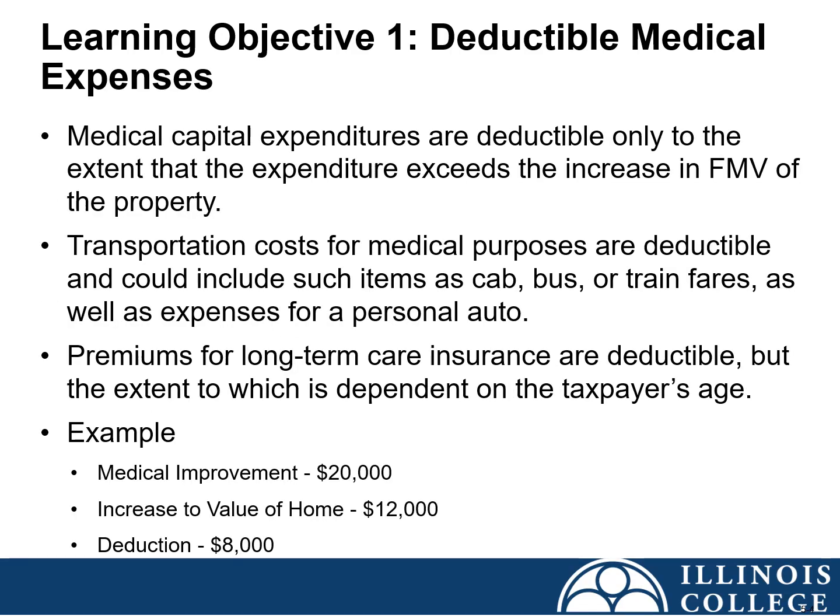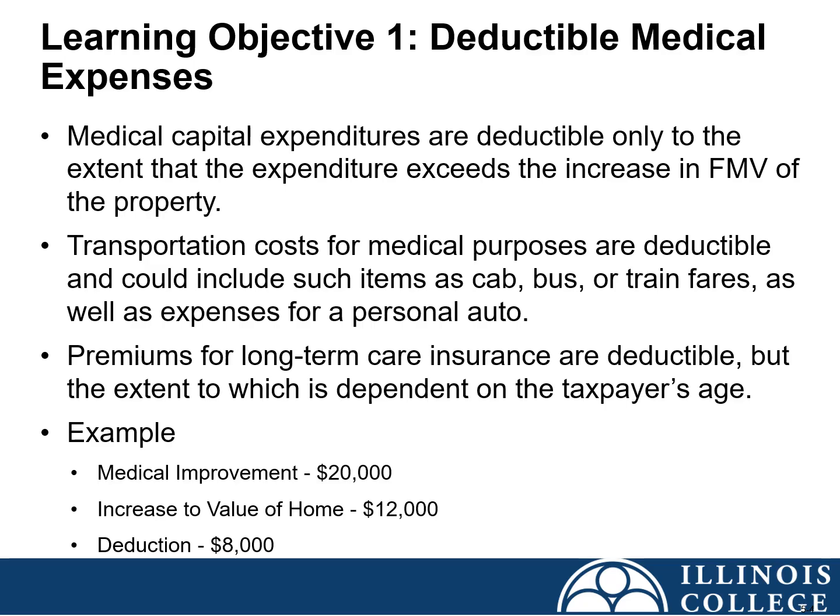Now let's talk about a concept that students often find confusing, and that is medical capital expenditures. These are larger costs that improve property, for example, installing a ramp or modifying a home for accessibility or adding medical equipment to a residence. These can qualify as medical expenses, but there is a limitation. The deduction is allowed only to the extent that the cost exceeds the increase in the property's value.